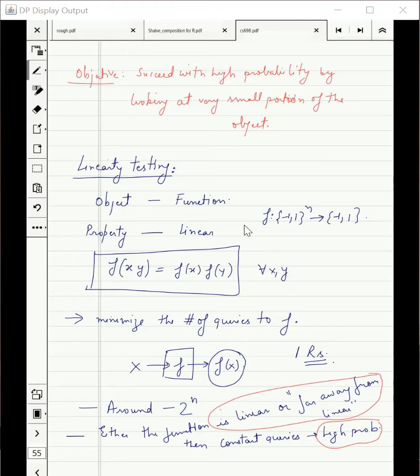Still not defined far away. Yes, I will. Constant. Yes, that you have to do it in constant queries.